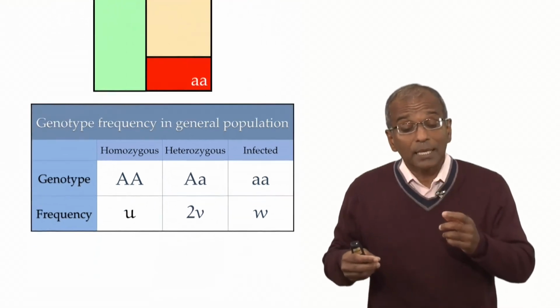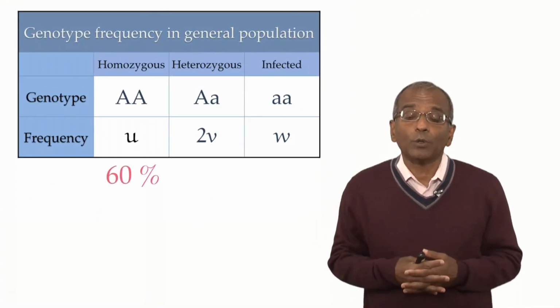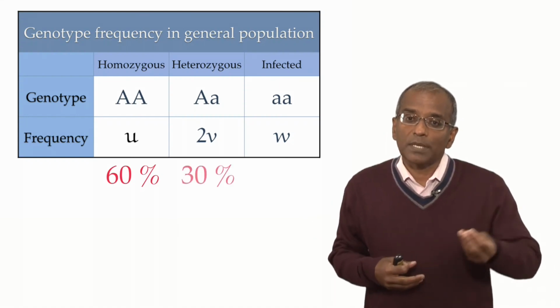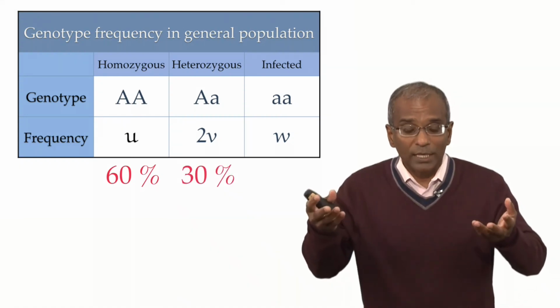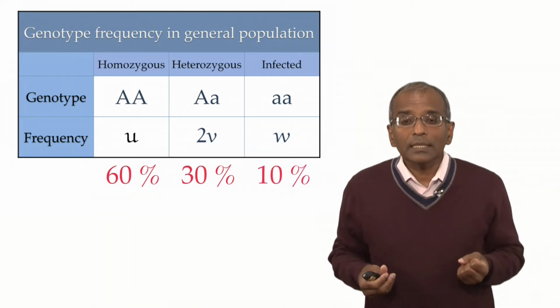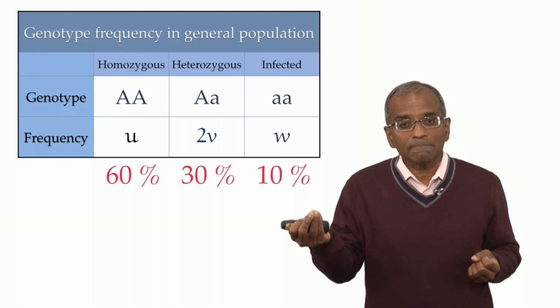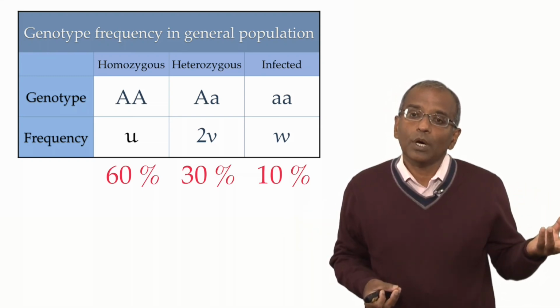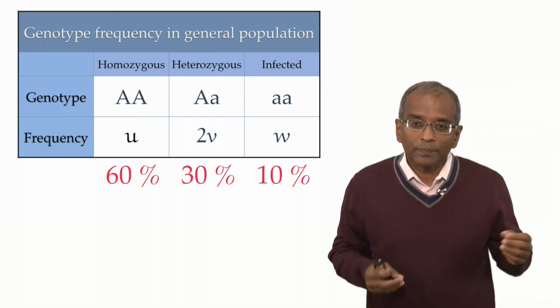So, for instance, if 60% of the population is normal and homozygous, 30% of the population is heterozygous, and 10% of the population is diseased, then U will be 0.6, twice V will be 0.3, and W will be 0.1.